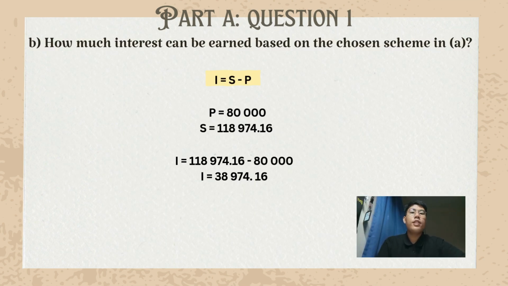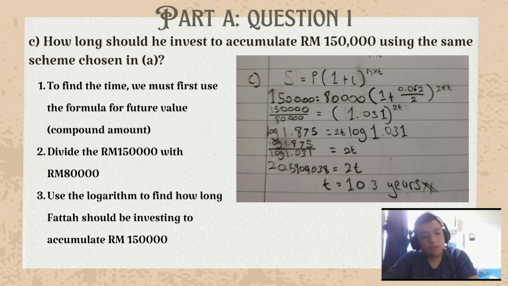A. Question B. How much interest can be earned based on the chosen scheme in question A? I equals S minus P. P equals 80,000. S equals 118,974.60. I equals 118,974.60 minus 80,000. I equals 38,974.60. Question C asks, for how long should he invest to accumulate RM150,000 using the same scheme chosen in question A?